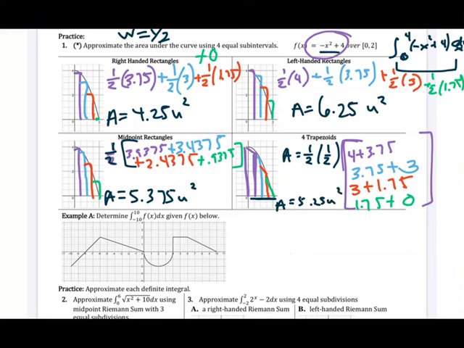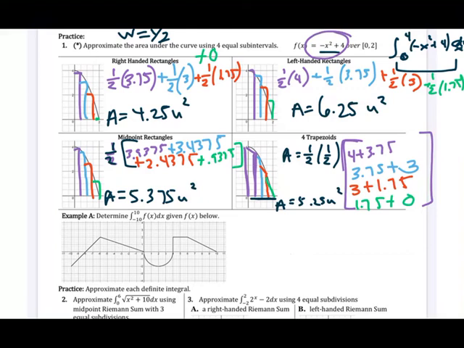So there we have 4 different approximations for the area under the curve of negative x squared plus 4 from 0 to 2. Something to notice, the left and right-handed ones are drastically different from the midpoint and the trapezoid one, which means that the area is probably somewhere in that 5 range. We know that 4.25 is an underestimate and 6.25 is an overestimate, so we can squeeze together what might be an appropriate approximation in between. That gives you an idea of how to approximate the area under a curve.